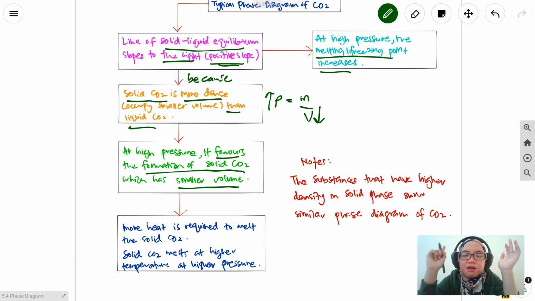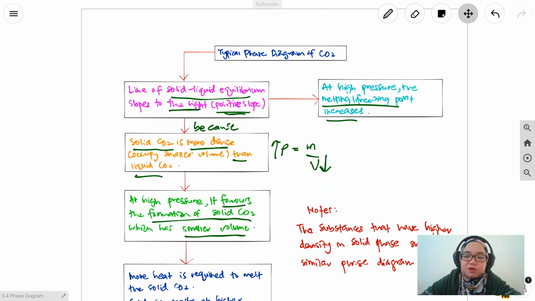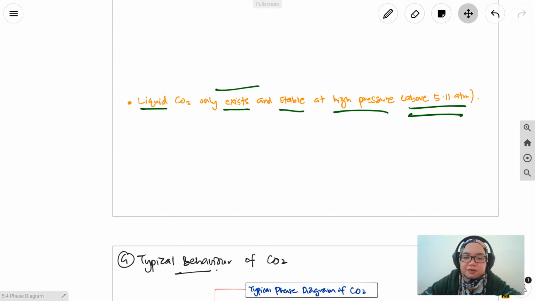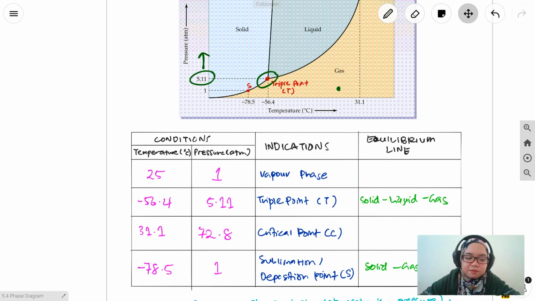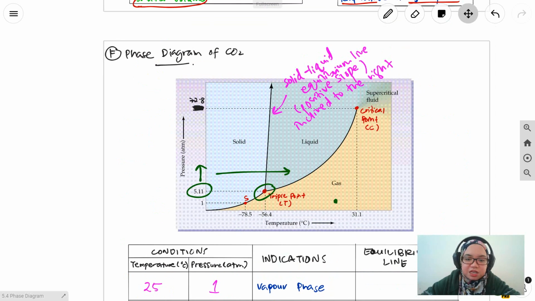less dense ke more dense. Kalau less dense, dia akan ke kiri, dia negative slope. Kalau solid tu more dense, dia akan ke kanan, positive slope. Itu je. Okay, ingat tu je. Okay. So, itulah dia punya. So, kalau awak tengok kat sini, at high pressure, dia punya melting dengan boiling point dia akan lagi tinggi.